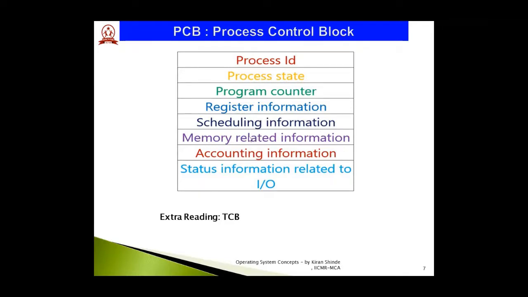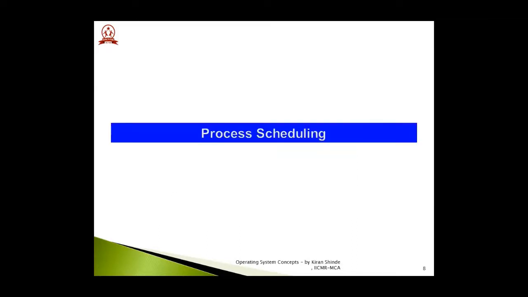of, any kind of memory allocations related to the particular process, then the start of the process, the entire size of that particular process, rather the memory requirement of that process, and finally status information related to input output devices. If that particular process is interrupted by any IO request, then that kind of information will also be updated in the PCB. So this is nothing but a simple block diagram of the process control block. You can also explore TCB yourself, that is, thread control block or task control block.